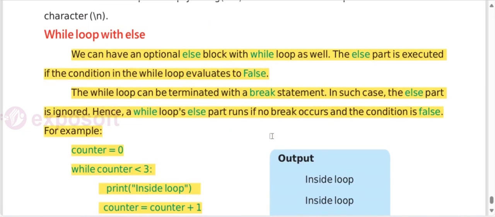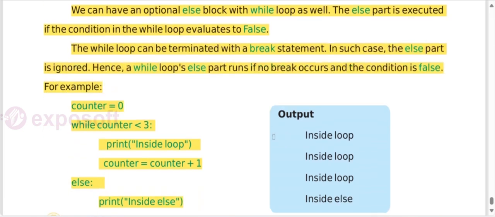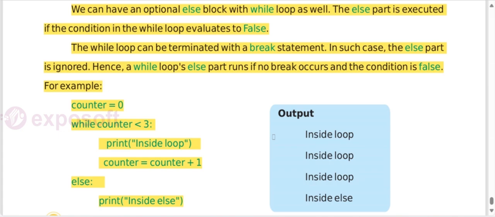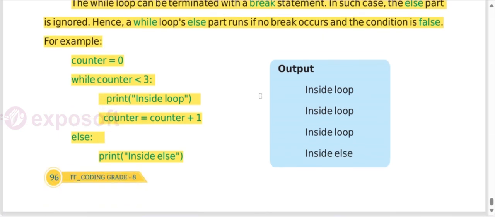Next is while loop with else. We can have an optional else block with while loop as well. The else part is executed if the condition in the while loop evaluates to false. The while loop can be terminated with a break statement. In such case, the else part is ignored. Hence, a while loop's else part runs if no break occurs and the condition is false.